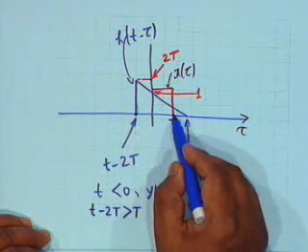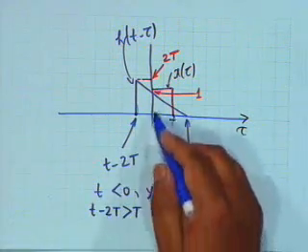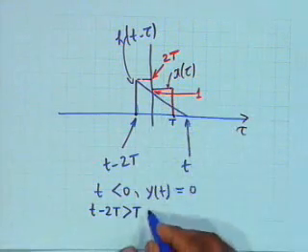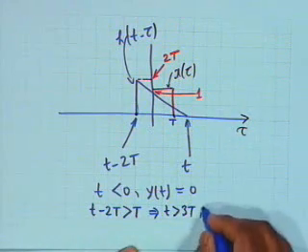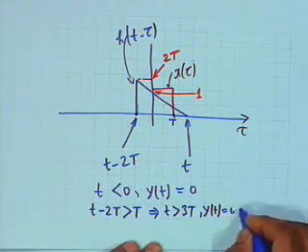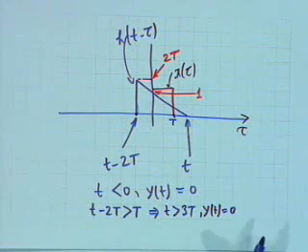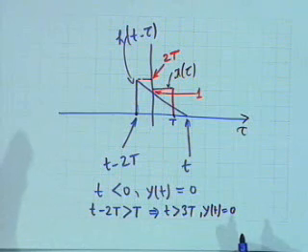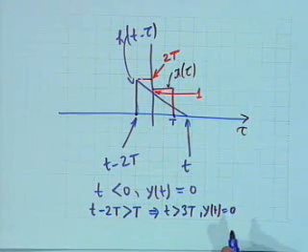If it exceeds this point, then the triangle goes completely to the right of the rectangle, which means that t is greater than 3T, and once again the output should be equal to 0. So the output is non-zero only between 0 and 3T. All the rest of the time axis, the output is 0.